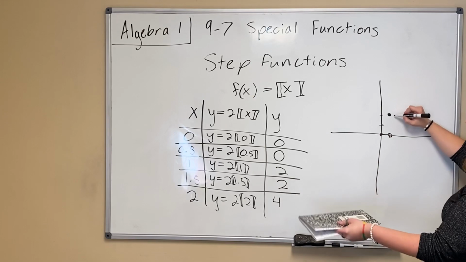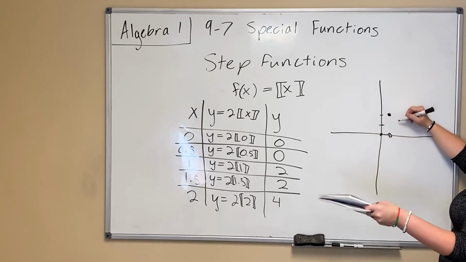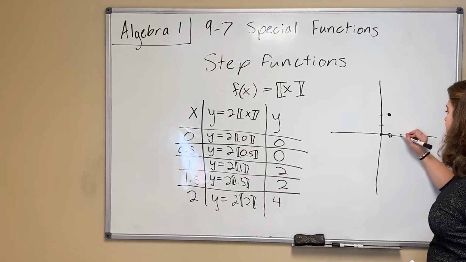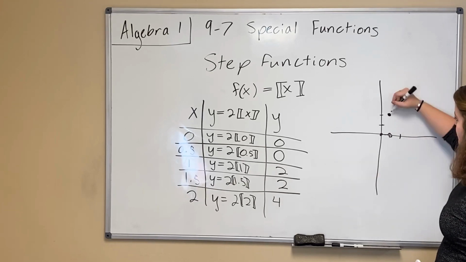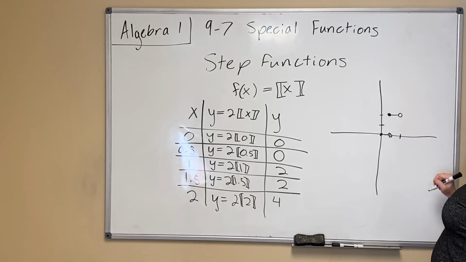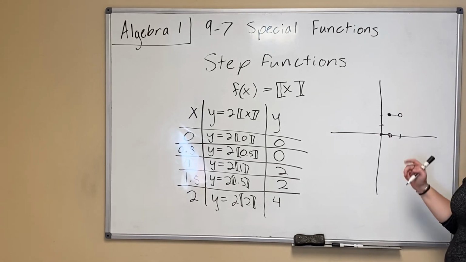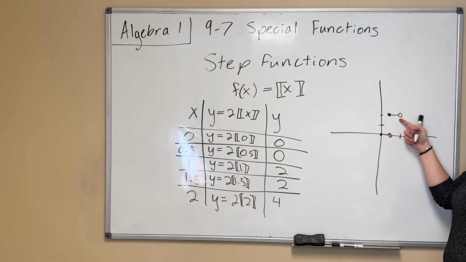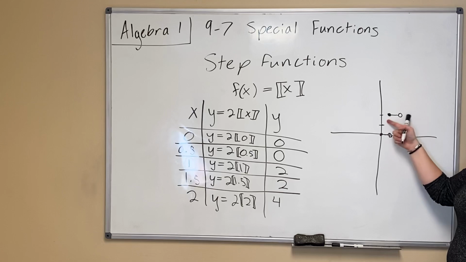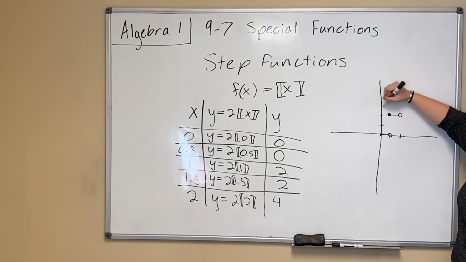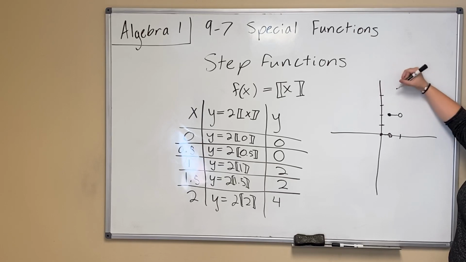1.1, 1.2, 1.3, 1.4, 1.5. It's all going to equal 2 until I get to my x value of 2. So I'm going to draw a line here until I get to 2. And then it's an open circle because it doesn't include 2, but all the numbers up until 2 will still be 2. Once I hit 2 though, my y value becomes 4.